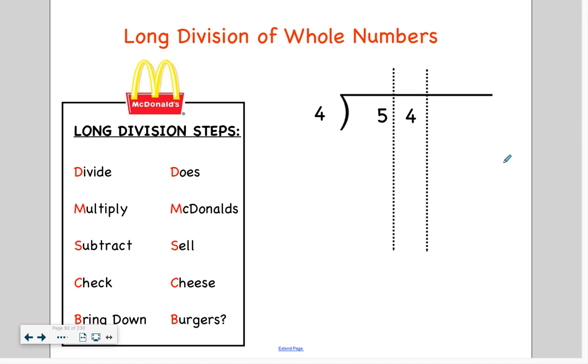We'll do one more example of a 2-digit by 1. You can pause this video if you want to try it on your own. 4 goes into 5 one time. 1 times 4 is 4. 5 minus 4 is 1. We bring down the 4. 4 goes into 14 3 times. 3 times 4 is 12. 14 minus 12 is 2. And our remainder is 2.